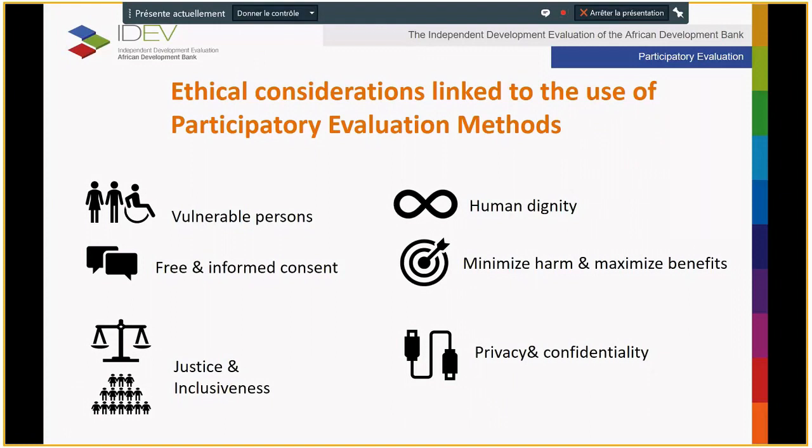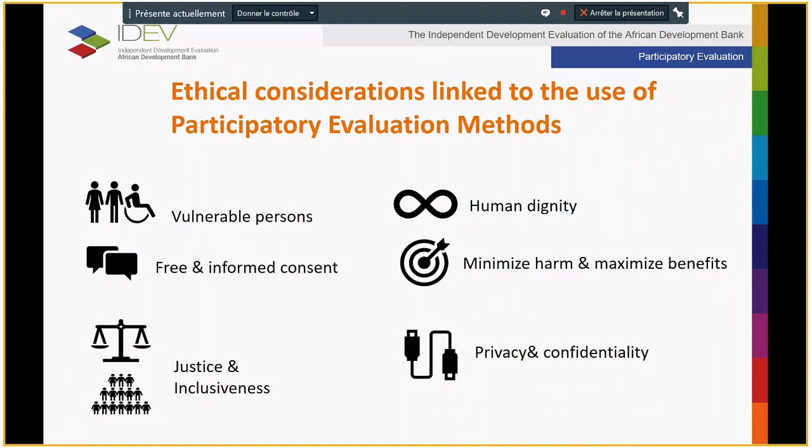Respect for free and informed consent. It's important to get consent from the stakeholders if we really want to engage them in the process. We have to make sure that they understand what is expected of them as part of the process, and what the evaluation is really about, and they need to be aware that they are participating on a voluntary basis, and they should be free to drop out of the participation when they feel uncomfortable.